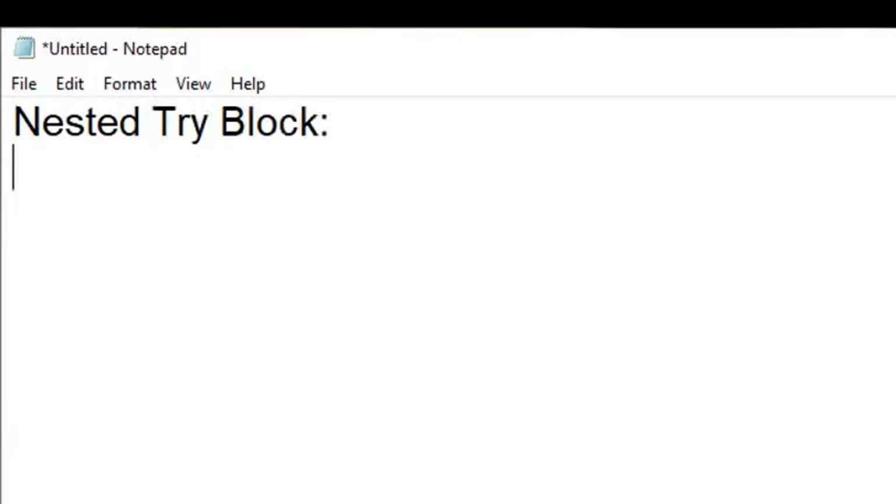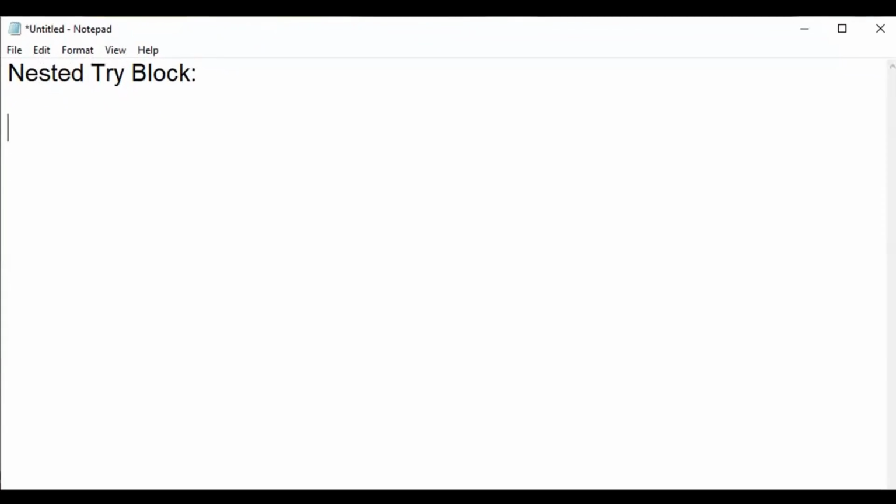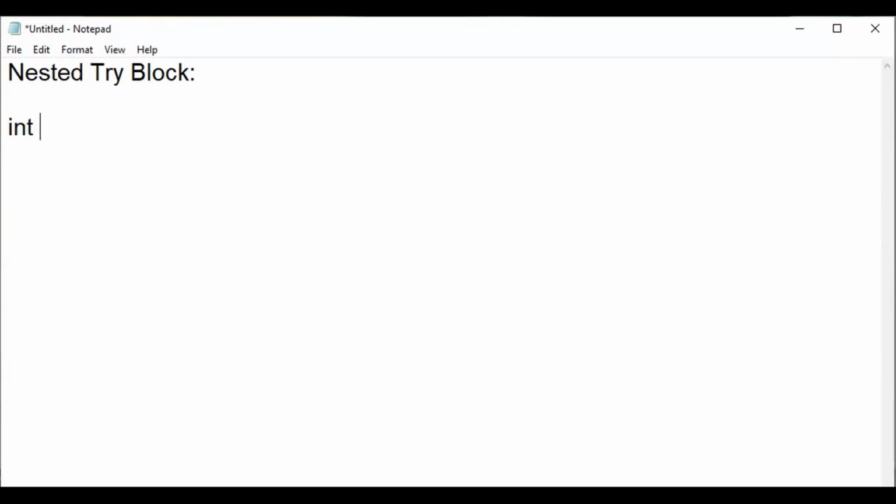Nested try block. So when will you have a necessity of a nested try block? Take this particular code snippet. Say, for example, you have an operation like int a is equal to b by c. You don't know what will be the value of c, correct? It will be completely dependent on whatever operations you do earlier to this statement. So the value of the denominator depends on what value you put with respect to c, right?